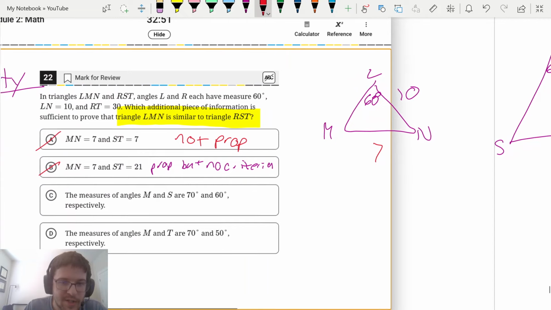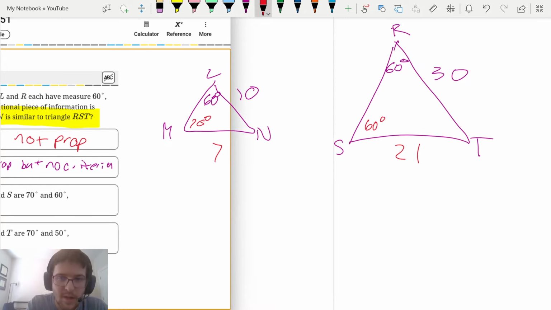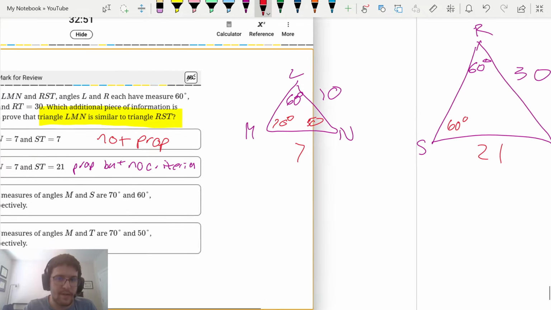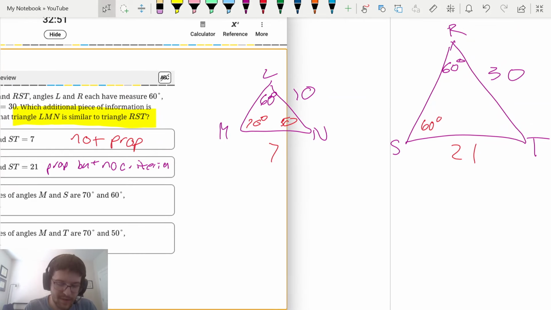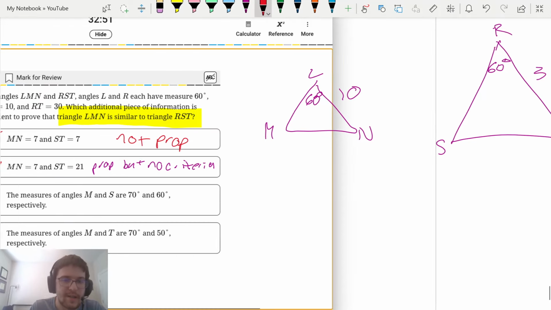Okay, the measures of angle M and S are 70 and 60. Okay, so M is 70 and S is 60. So that would mean if you do 180 minus that, the other one is 50. And the other one in the other triangle is 60. Okay, so here we're looking for if two angles are the same, right? We do not have two angles the same. We just have the first 60. The 70 and the 50 doesn't match the 60 or the 60. So that's wrong. No criteria met as well.